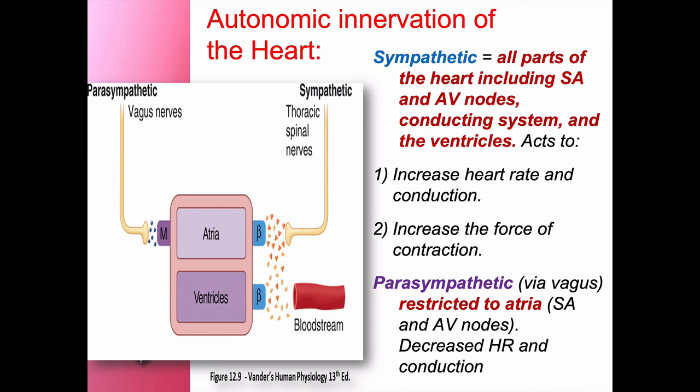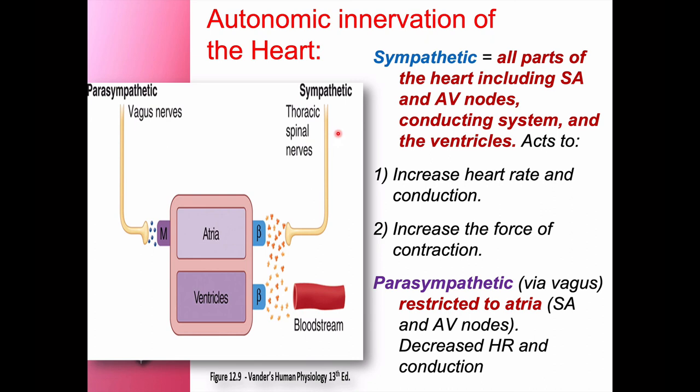But the speed of the heart is regulated by the autonomic nervous system. In the autonomic nervous system, you have the parasympathetic and the sympathetic. The parasympathetic nerve is the vagus nerve that is supplying the heart. Sympathetic nerves are coming from the thoracic vertebrae. The parasympathetic nerve will decrease the heartbeat, whereas the sympathetic nerve will increase the heartbeat.